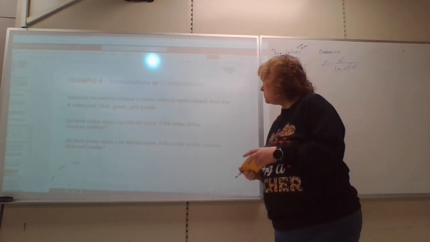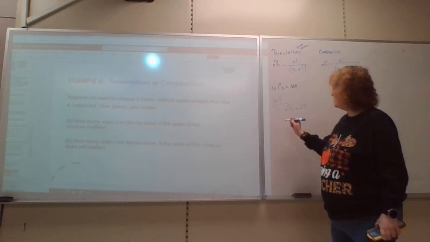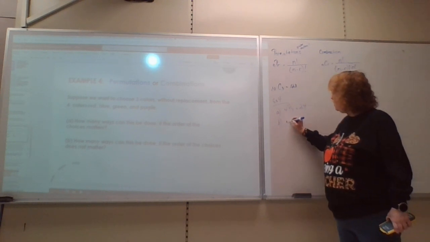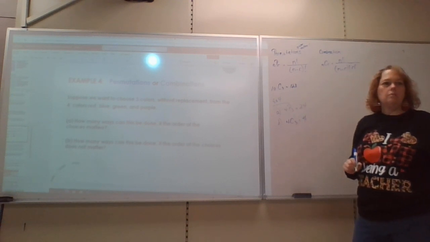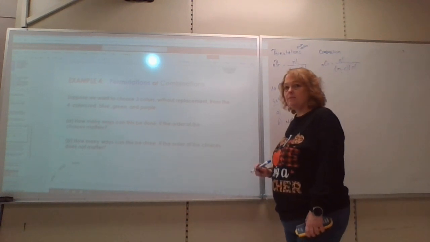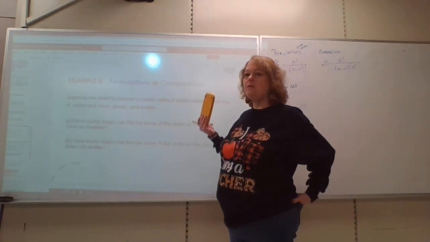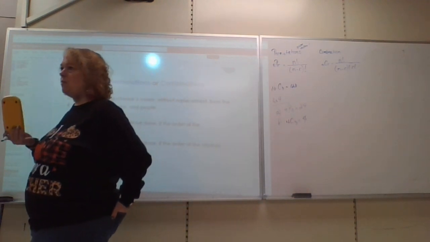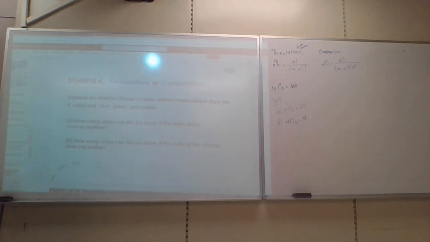So how many ways can this be done if the order of the choices does not matter? How would you punch that in? 4C3, and you get 4. Hope that's what you guys are getting. The only thing confusing me was which formula I was supposed to use. Well, now you have notes. So you ask yourself, does order matter? If order matters, it's permutation. If it doesn't matter, it's combination.